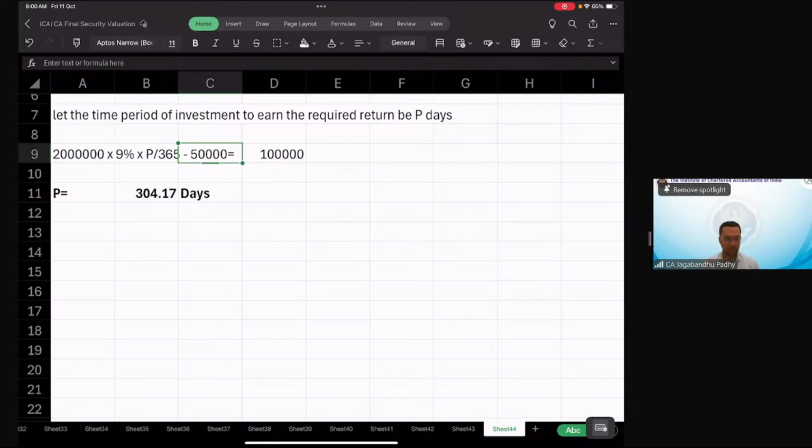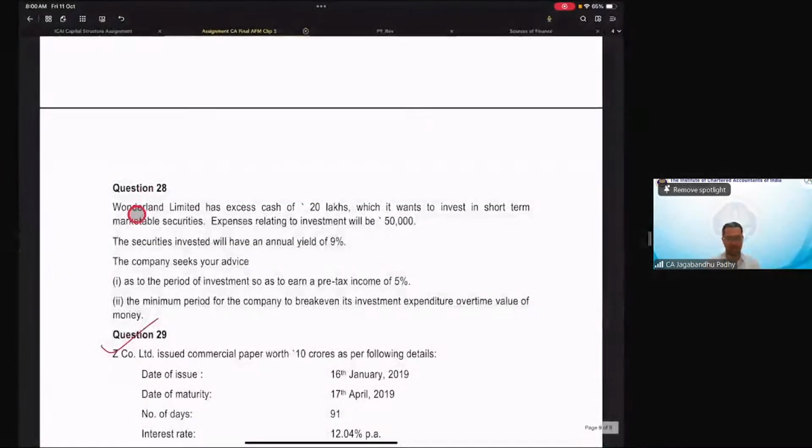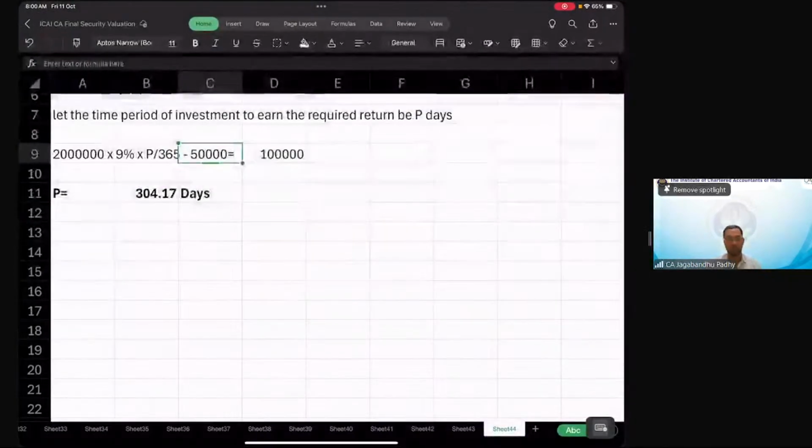Now, same way, the second part of the question says the minimum period of the company to break even its investment expenditure over a time value of money. So over a period of time, we want to see in how many months we will be able to break even. Break even means what? What do you mean by break even? Break even means we will be able to recover the initial expenses, right?